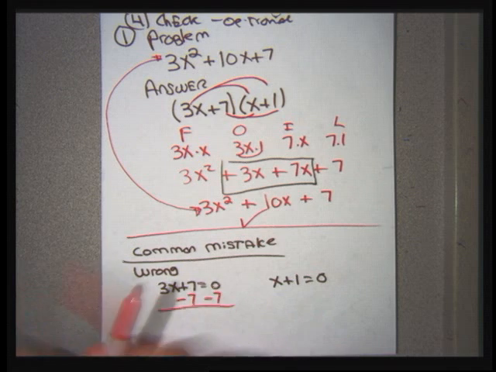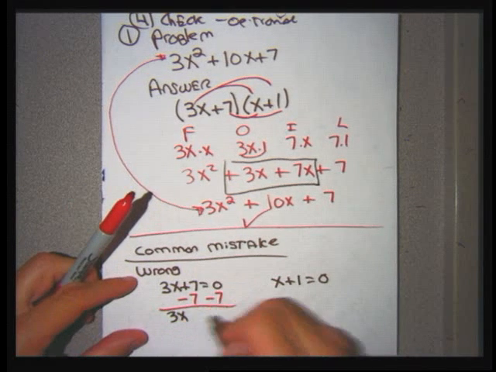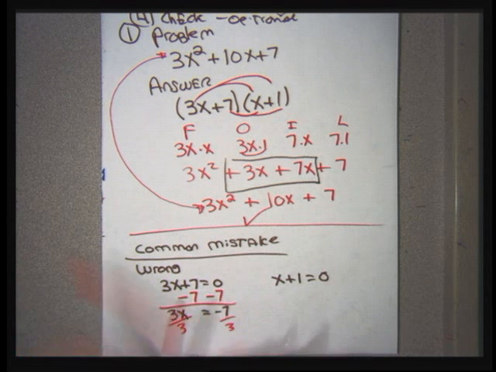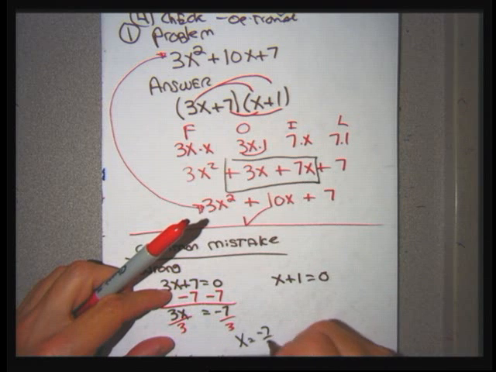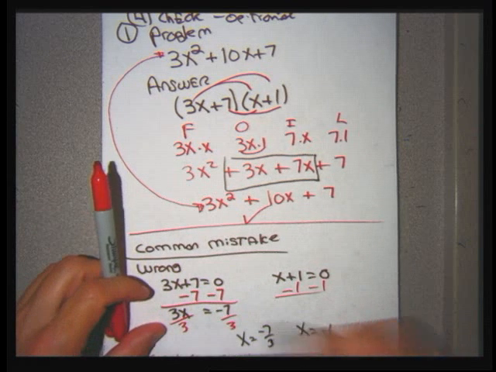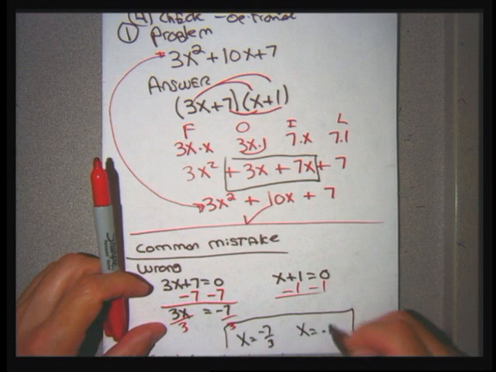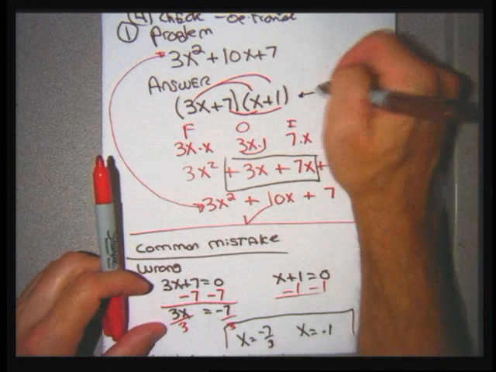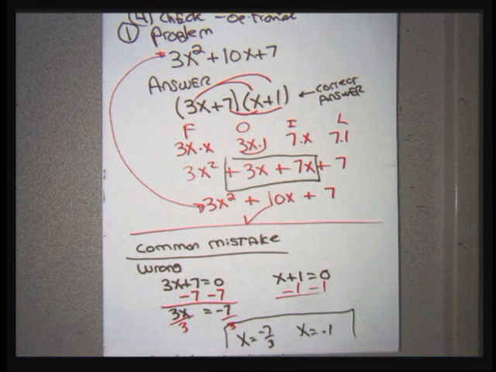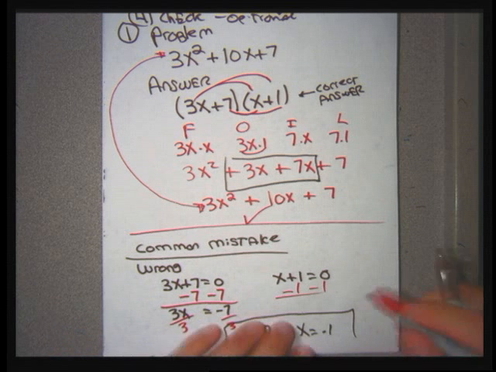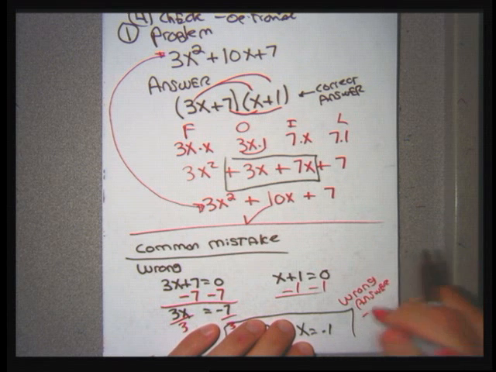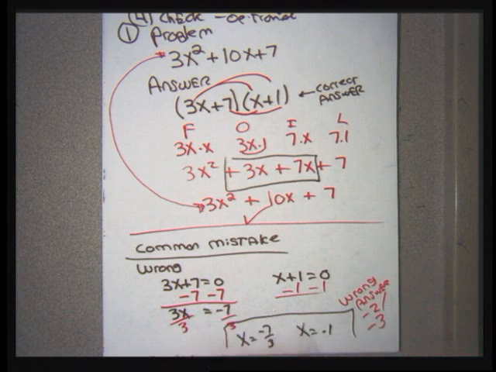And the original problem here, 3x squared plus 10x plus 7, the instructions said factor. There wasn't an equal sign, so it's completely wrong to do the algebra that I'm scribbling. It would be completely wrong to say x equals negative 7/3 and x equals negative 1. So this right here is a correct answer, which also could have been written as x plus 1 times 3x plus 7. This is a wrong answer. And on a 5-point test, it would be minus 2 or minus 3.